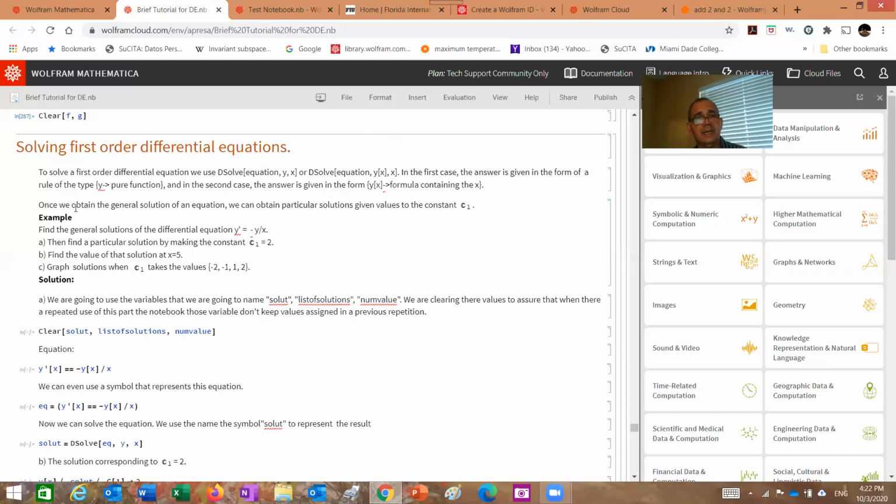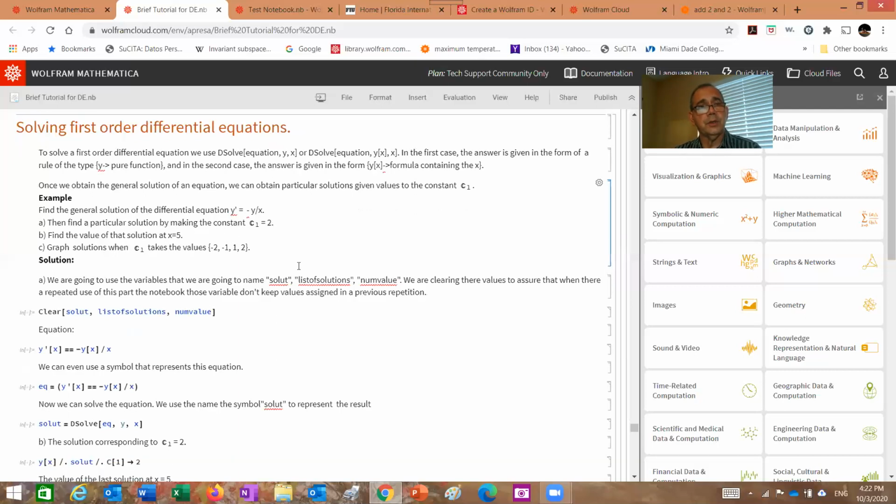Then, let's see this example. Once we obtain the general solution of an equation, we can obtain particular solutions by giving values to the constant c1. In this case, we are going to find the general solution of the differential equation y prime is equal to minus y over x. Then find a particular solution by making the constant c1 equal to 2. Find the value of that solution at x equals 5. Graph the solution when c1 takes the values -2, -1, 1, and 2.